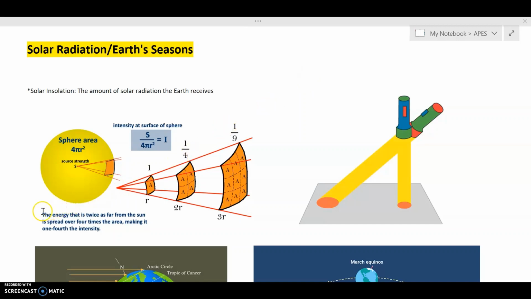Now, the definition states that solar insolation is pretty much that energy twice as far from the sun is spread over 4 times the area, making it 1/4 the intensity. So it pretty much means that the further away from the sun, the more spread out that energy is going to be, so the less intense. So if you look at this mini lab, if we point a flashlight directly at a piece of paper, perpendicular, directly overhead, you're going to have a small area.